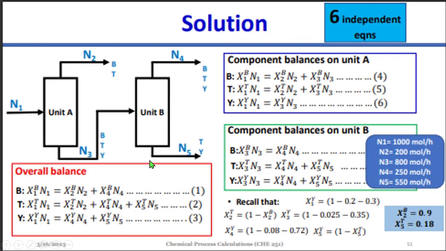So if you are looking at, let's say, unit A, the component balance, let's start with this one. So let's look at equation 4 here. We have the mole fraction of benzene in that stream multiplied by the mole flow of that stream being equal to the mole fraction of benzene in stream N2 multiplied by the mole flow of that stream, plus the mole fraction of benzene in N3 multiplied by the mole flow of that stream.